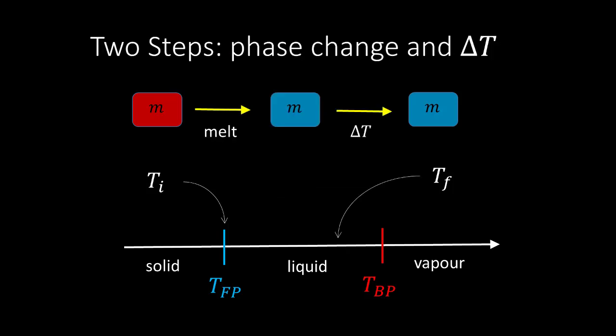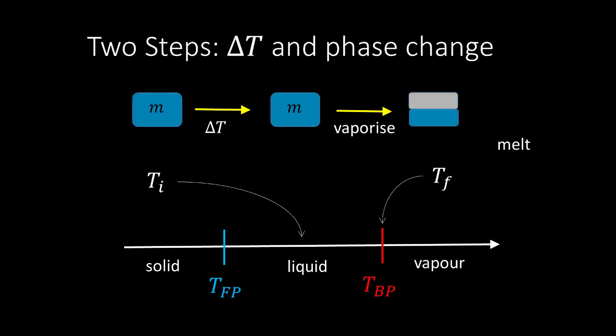There will be two steps if the initial temperature is at a phase transition, for example the freezing point, and the final temperature is in another phase range, so that the mass first melts and then as a liquid increases its temperature, or starts as a liquid, changes its temperature, and then partially vaporizes. Each step requires a separate quantity of heat, so this one mass has Q1 and Q2 associated with it in the process, one quantity of heat for each step.